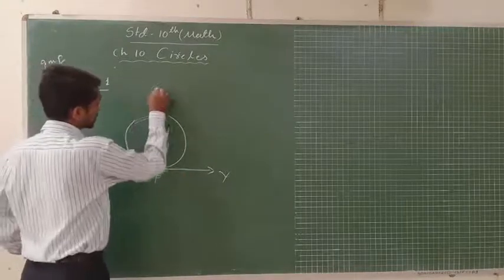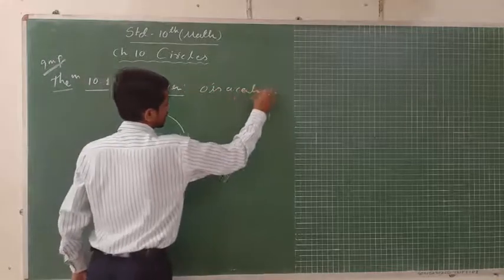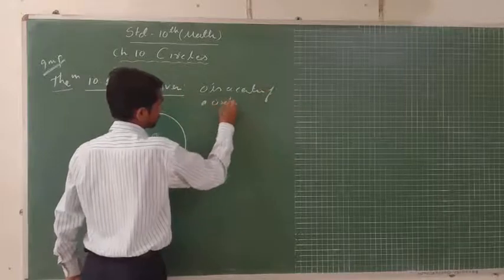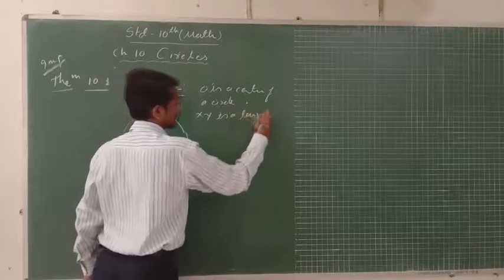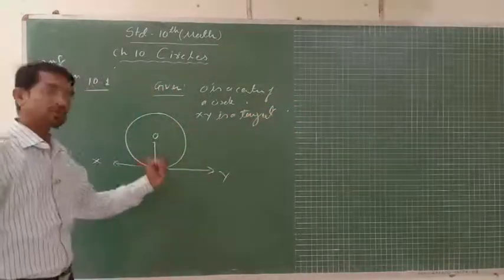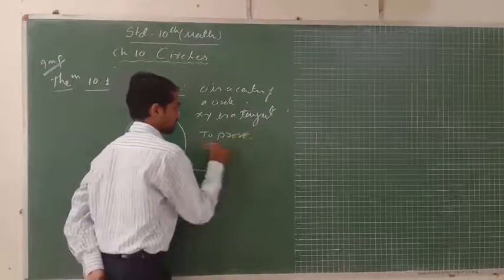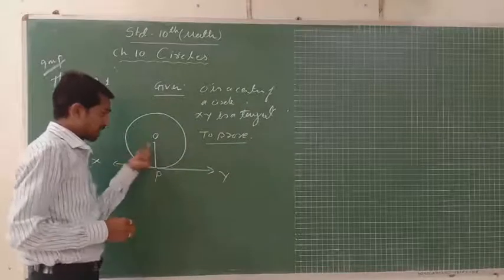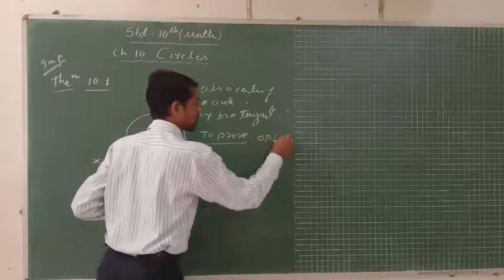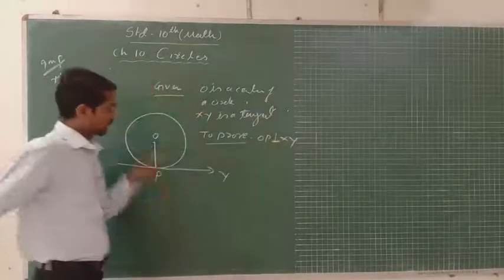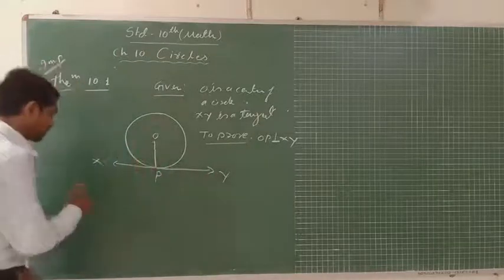Okay. What's the given thing here? O is the center of a circle and XY is a tangent. P is the point of contact. What do we have to prove? The radius touches at the point of contact, so it is perpendicular. So we got OP is perpendicular to XY. Radius is perpendicular to tangent at the point of contact. That is your proof.